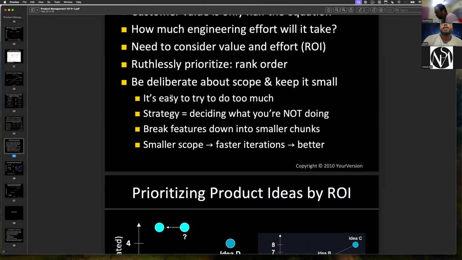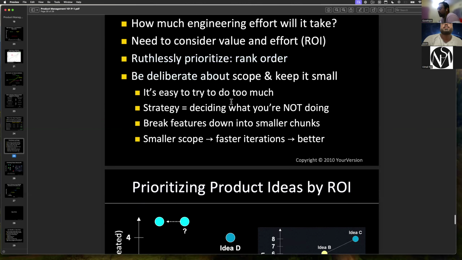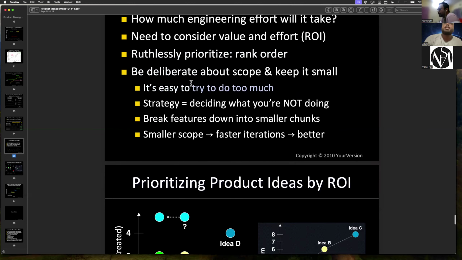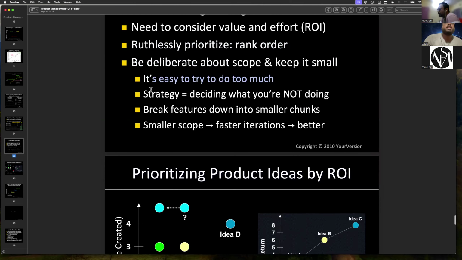It's easy to try to do too much. One example is, even in my company or in previous companies, we come up with hundreds of features. We cannot implement everything, right? It's easy to come up with 100 ideas. That's not hard. Prioritizing is the hardest part. Strategy equals deciding what you are not doing. Yeah, exactly.